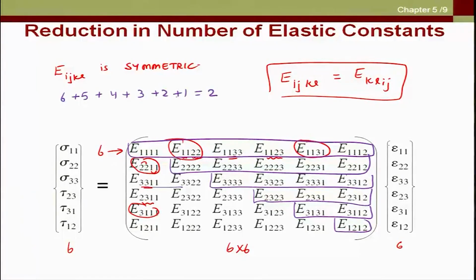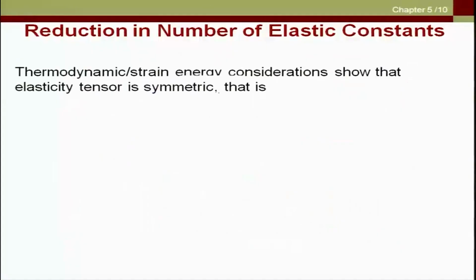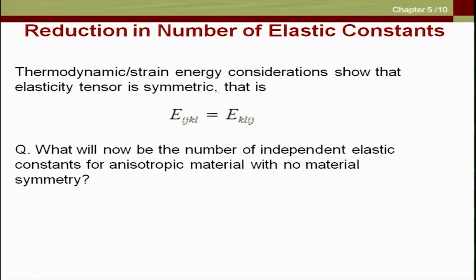21. So, the number of elastic constants, because of strain energy considerations, drops down from 36 to 21. So, this is what we have said. Because of strain energy considerations, we have shown that the elasticity tensor is symmetric, that is Eijkl is equal to Eklij, and because of this, the number of independent elastic constants for anisotropic material with no material symmetry comes down to 21.